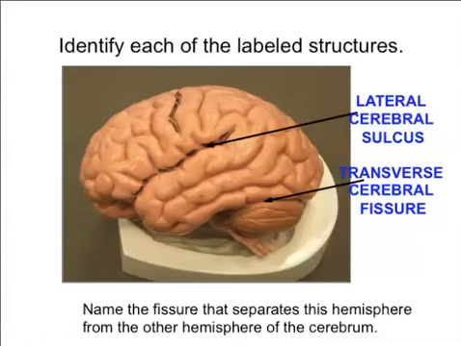The fissure that separates this hemisphere from the other hemispheres in the cerebrum is called the longitudinal fissure. The right and the left hemispheres of the brain are connected across the longitudinal fissure by the corpus callosum, among other structures. Okay.